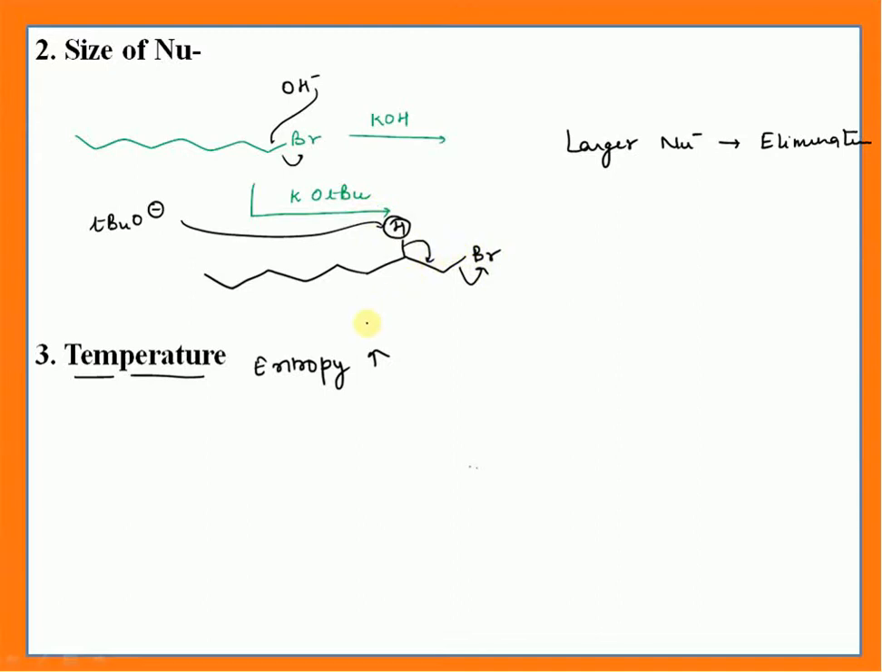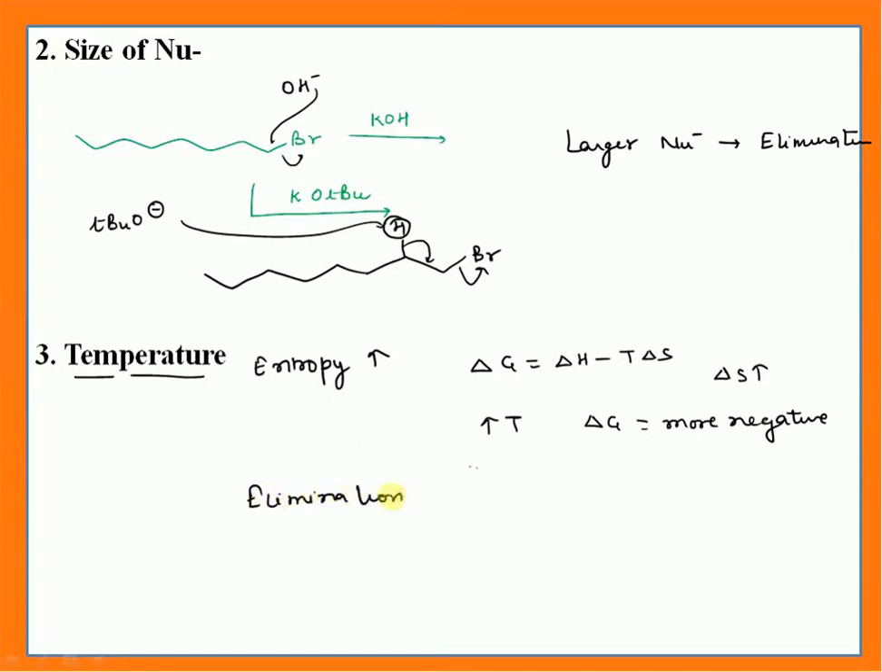So entropy increases during the reaction, and we know that we have this equation, del G equals del H minus T del S. So if we are increasing temperature, then this del S is already increasing, right? So del G will become more negative. So it will favor your elimination reaction. So in case of elimination reaction, high temperature conditions are used.